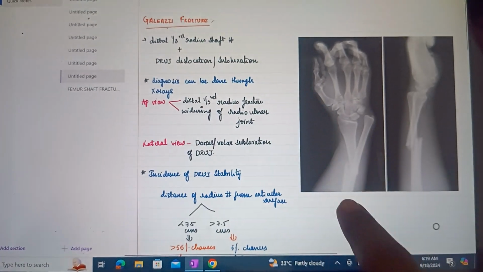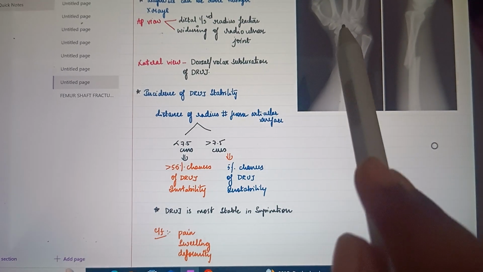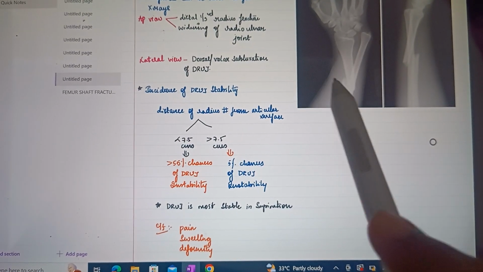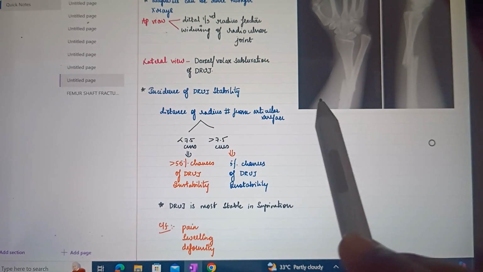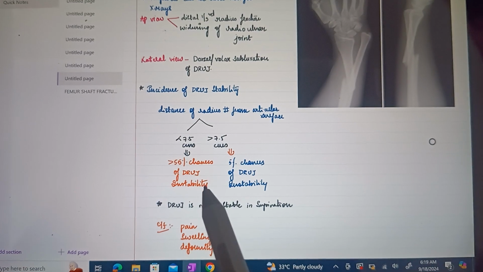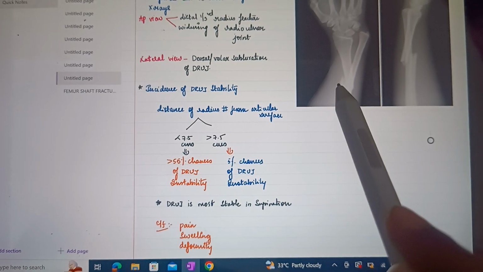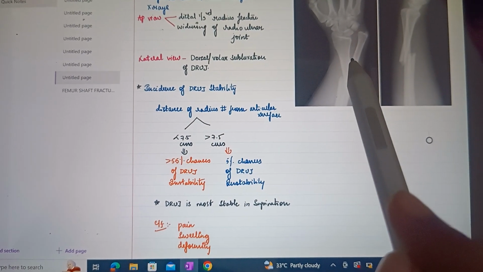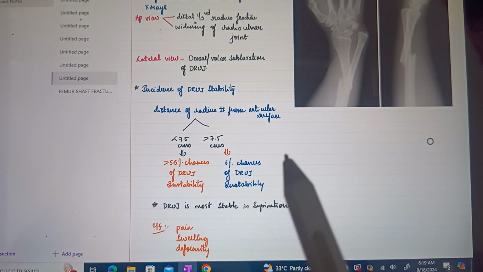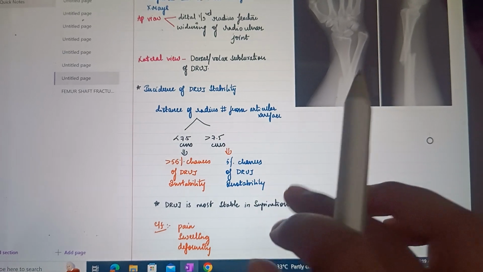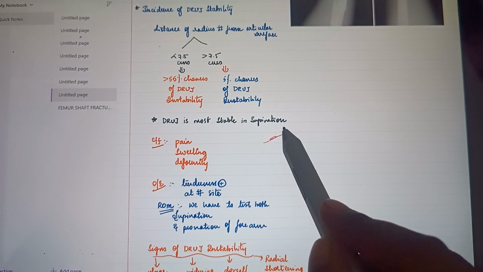Next, let's learn about incidence of DRUJ stability. Distance of the radius from the articular surface has to be seen. If the fracture is less than 7.5 centimeters away from the articular surface, then the chances of DRUJ instability is more than 55%. If the fracture is more than 7.5 centimeters away from the articular surface, then this indicates that the chances of DRUJ instability is less than 5%. Okay, so the distal radioulnar joint is more stable in supination.